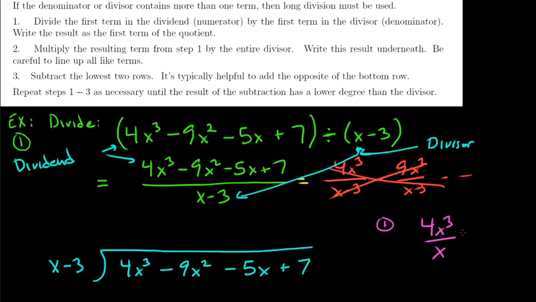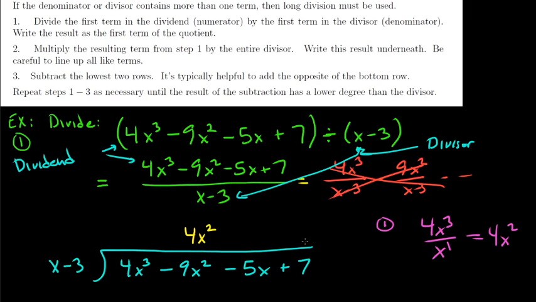Right? And this is something you can do in your head. I wrote it out over here in case you want to. But this is just 4x squared. You subtract the exponents, 3 minus 1 is 2. So 4x squared is already part of the answer. We're not trying to do this all at once. There's no way to do this all at once. All we're doing is dividing just the first two terms of each. So that's step one.